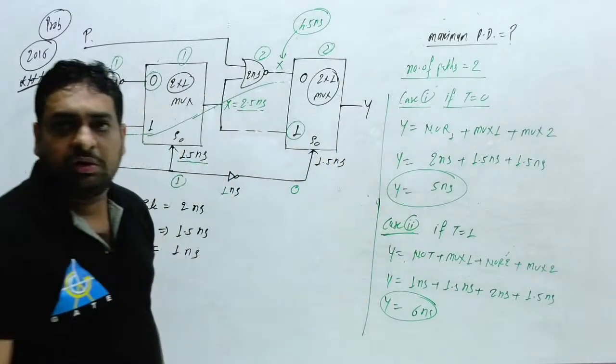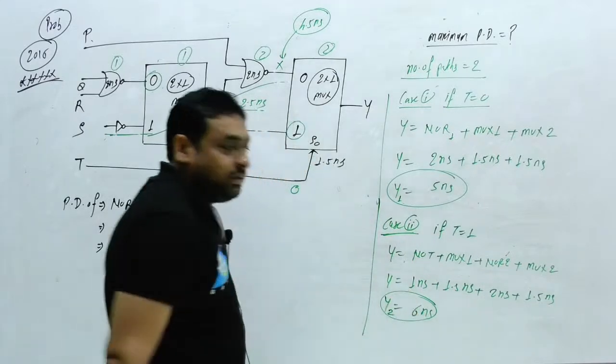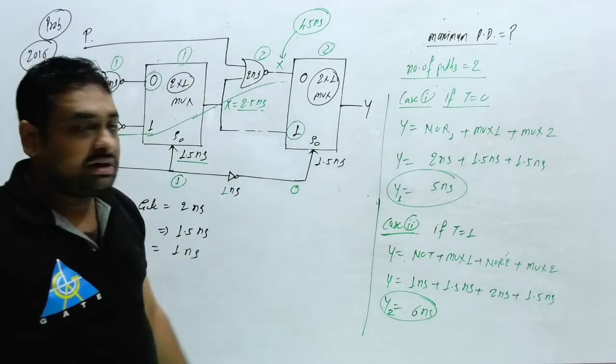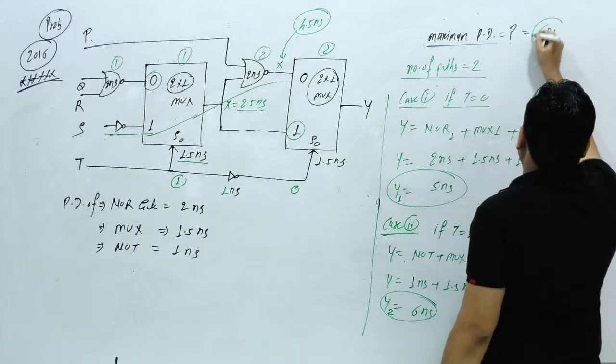Which one will be more? You can say this is y1 and this is y2. Which one will be more, 6 nanosecond? So what will be the maximum propagation delay? 6 nanosecond.